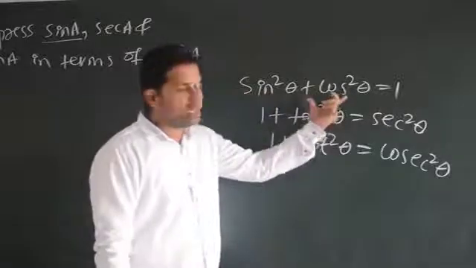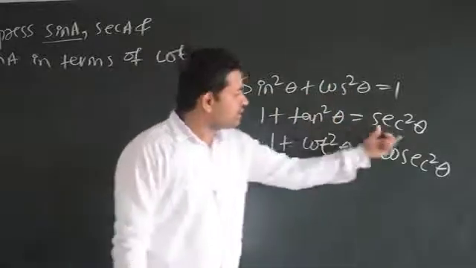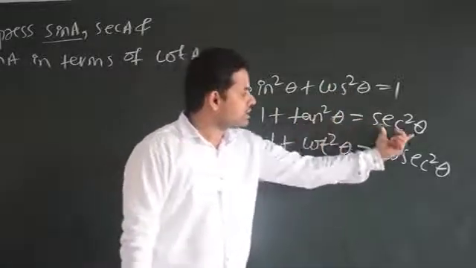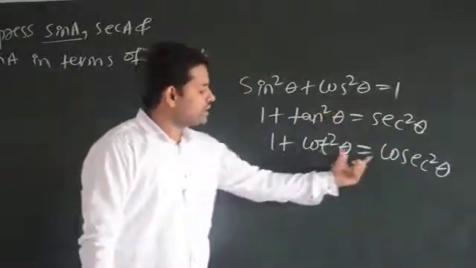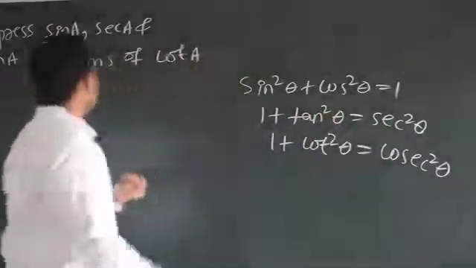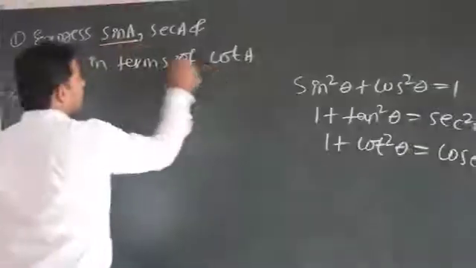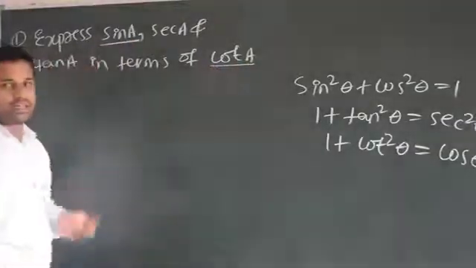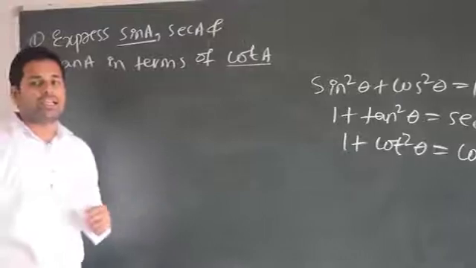Sine and cos are related like this. Tan square theta and secant square theta are related like this. Cot square theta and cosecant square theta are related like this. But there is no direct relation between sine A and cot A. You have to look for the indirect relationship.